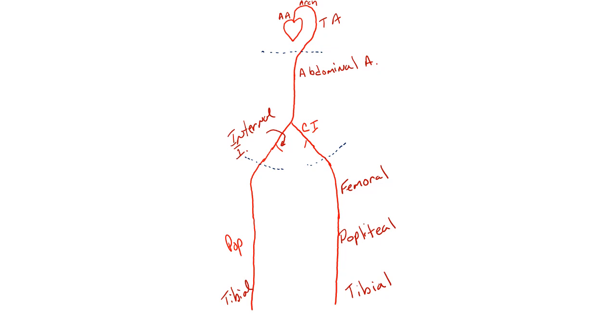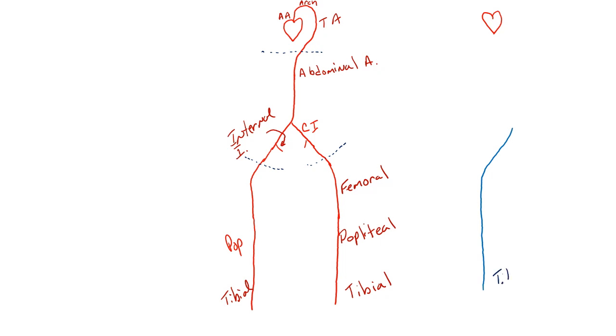So to get the blood back, we then have to go through a series of veins. And so we'll draw our heart back up here for where we're going to get the blood back to. And again, we start in the lower legs. And so we're going to come up through a tibial vein. That's going to drain into a popliteal vein, and then into a femoral vein as it continues on from there.